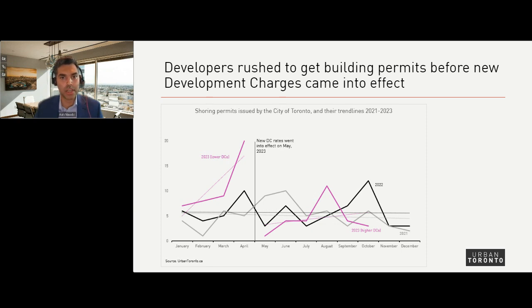Development charges are the fees that developers have to pay whenever they're building new units. Those are paid upon receiving of construction permits, building permits. And you can see in May of 2023, the new higher development charges were coming in. There was a big rush of permits being applied for in anticipation of getting ahead of that.